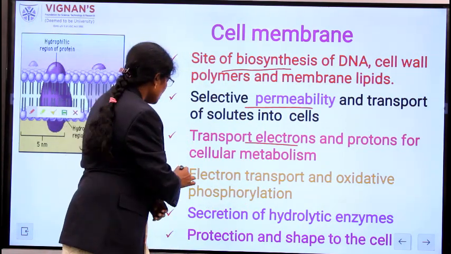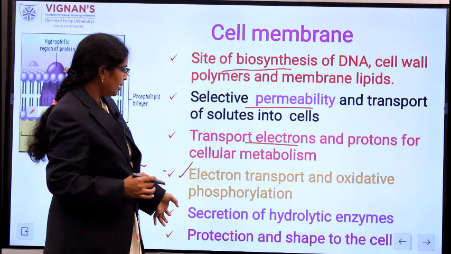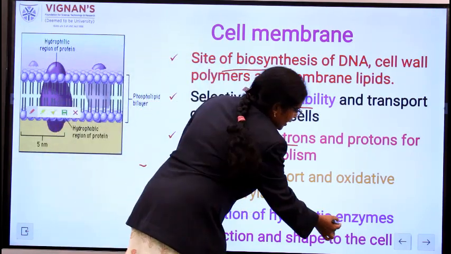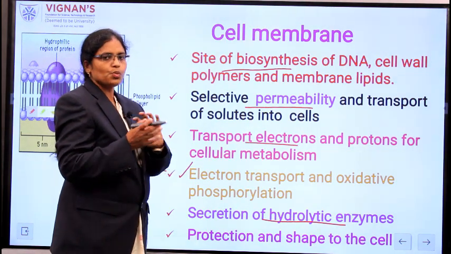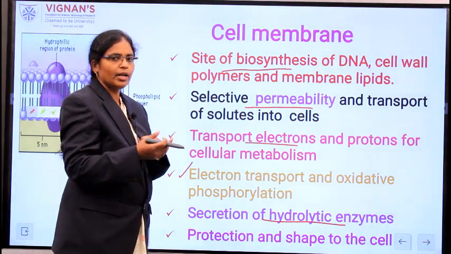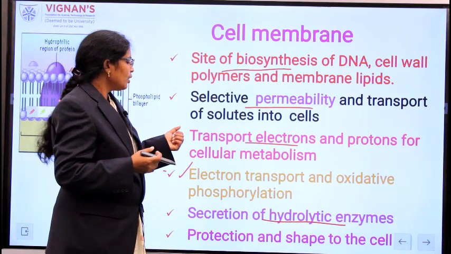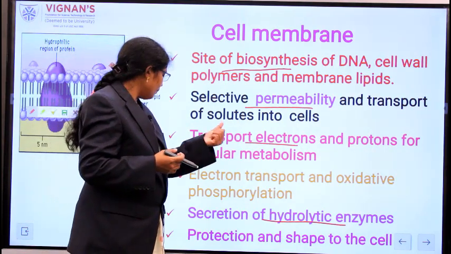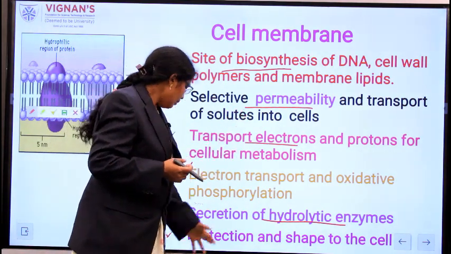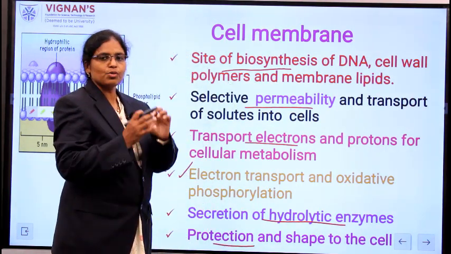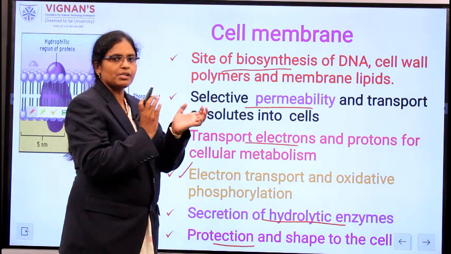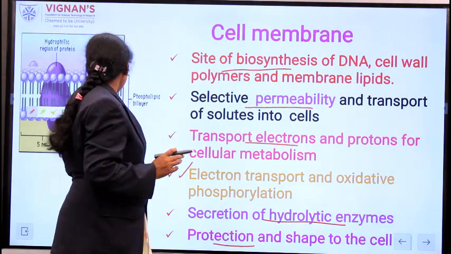These two processes take place on the cell membrane, and the cell membrane secretes hydrolytic enzymes. So the proteins that are synthesized, if they are hydrolytic and secretory in nature, those enzymes are secreted from the cell by this cell membrane. And the final function of this cell membrane is that it gives protection, shape and structure to the cell material.